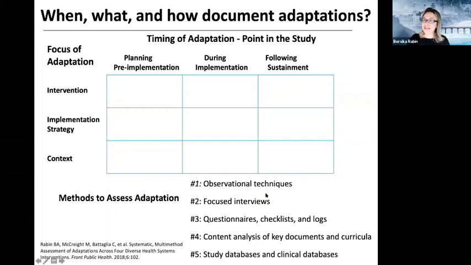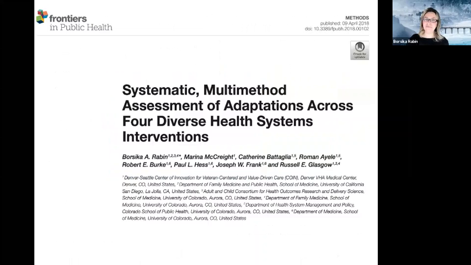Obviously, observational techniques, going into the clinic and actually following the provider as they are delivering the intervention, would be ideal, but often not possible. Sometimes you can do it with a small sample. Interviews, questionnaires, checklists, and logs. Some content analysis of meeting minutes or other types of documents can be helpful. And then sometimes we develop study databases, and sometimes you rely on the EMR to get this information.